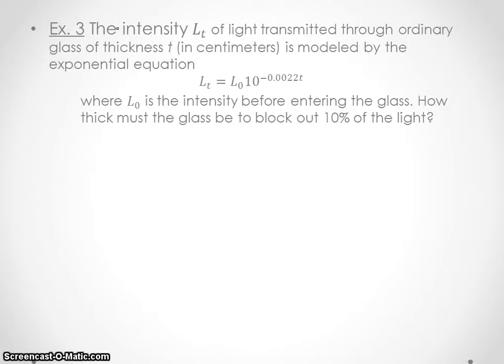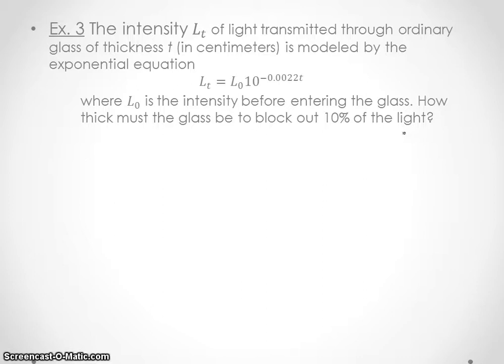For example 3, it says the intensity L sub t of light transmitted through ordinary glass of thickness t in centimeters is modeled by the exponential equation L sub t equals L naught times 10 to the negative 0.0022 t power, where L naught is the intensity before entering the glass. About how thick must the glass be to block out 10% of the light?